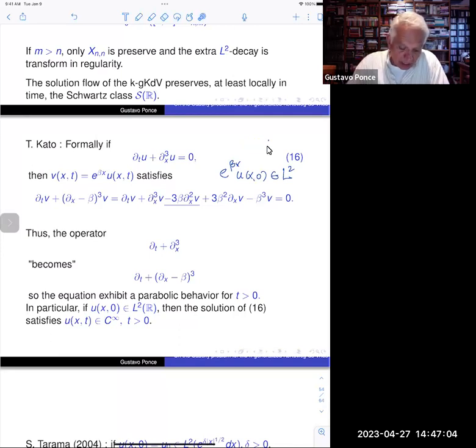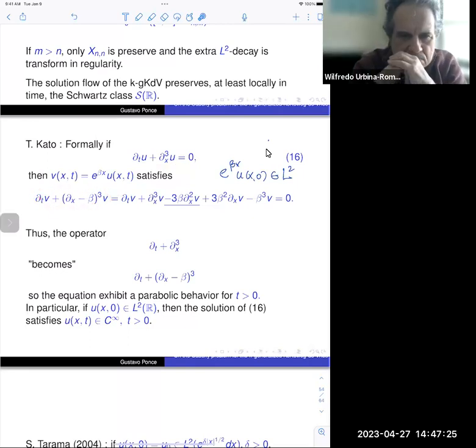Then what is the equation that B satisfies? B satisfies this equation. If you write every step in terms of B, you pass this exponential to this side, you apply your derivative here, you will see that B satisfies this. But who is B?